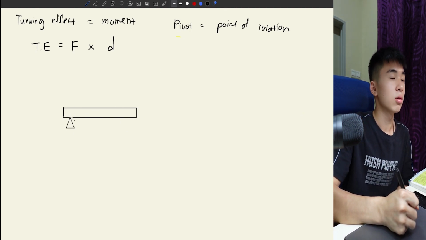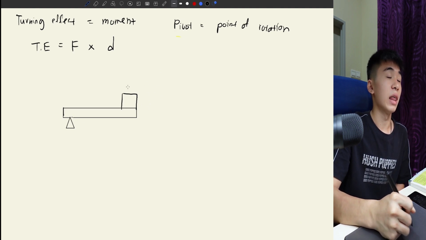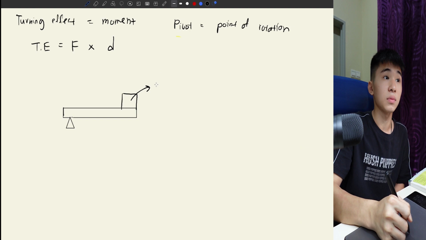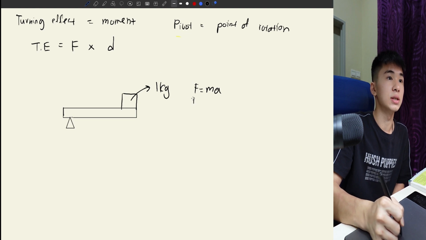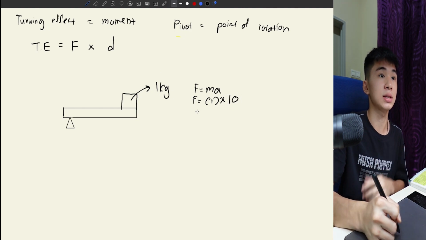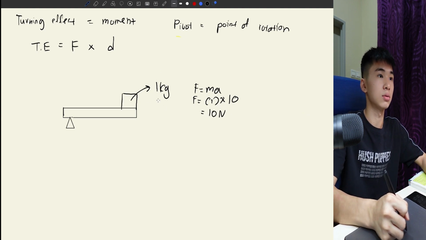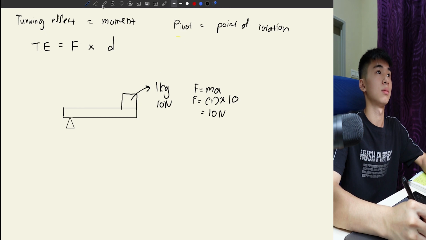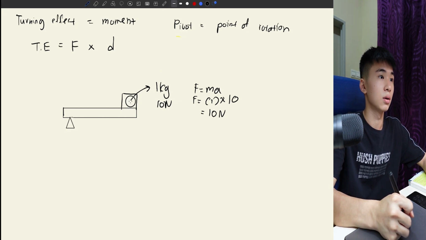Okay, so the pivot here, and let's say we put an object here, and the mass of the object may be 1 kg. So if we convert it to force, F equals ma, which is F equals 1 times the gravitational acceleration, which is 10 m/s², so we will put it as 10 newtons. Okay, so the force of this object is 10 newtons.